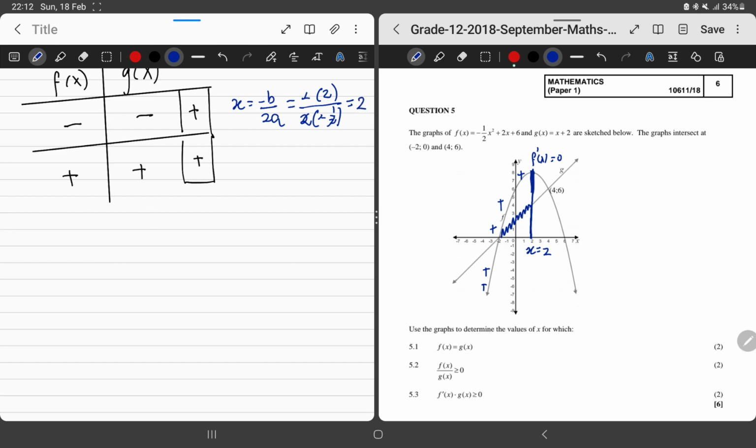So it means that my solution will lie from this point to that point. Okay. So my solution should be: x should be between negative 2 and 2. Okay, and then both will be included.